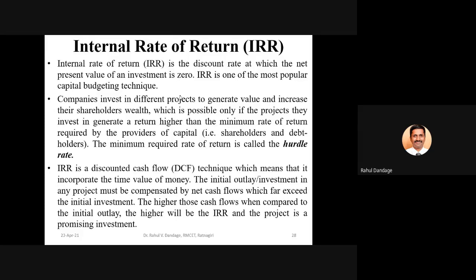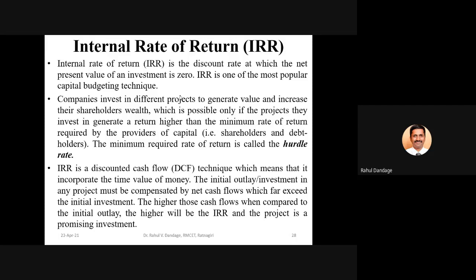Let us move to another method, which is internal rate of return. So we'll discuss these two methods and then we'll go for some more practice problems for understanding how to apply the method NPV as well as IRR in different situations.